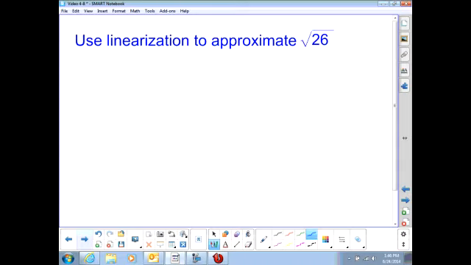So let's see if we can approximate the square root of 26. The difference with this one is they don't give us the function to work with, so we need to decide what function we're going to use. If it's a radical, just make it radical x. Then you pick a nice x value that is close to what you want. We want 26. The nicest x value close to 26 would be 25, because the square root of 25 comes out nice. Our y value when we plug in 25 would be 5. Well, look, we already got our point, our x comma y.